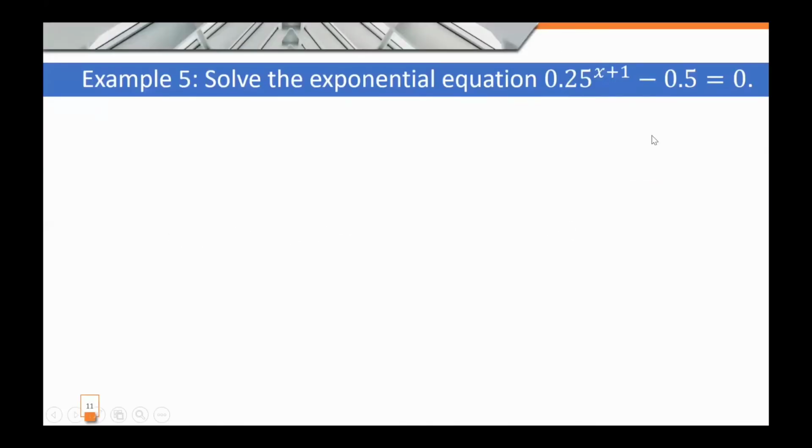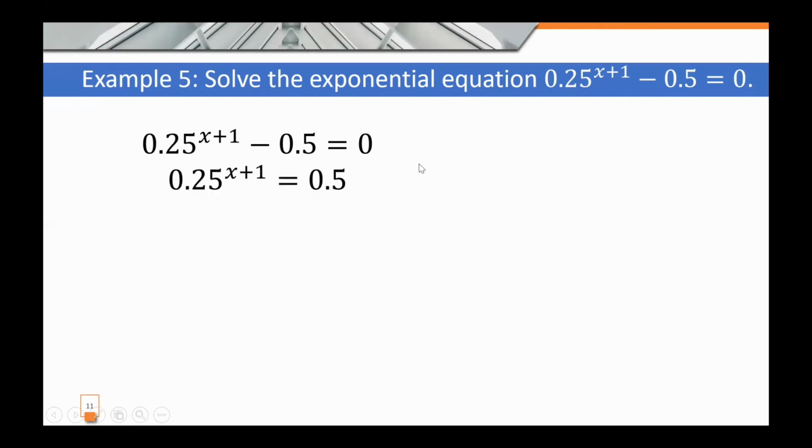Let's have example number 5. Solve the exponential equation 0.25 raised to the quantity x plus 1 minus 0.5 equals 0. Let's take note of the given. In the given, you can transfer the constant 0.5 to the right side of the equation. So that will become positive. This is now the equation.